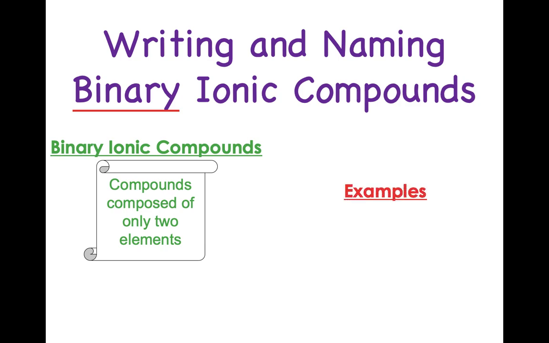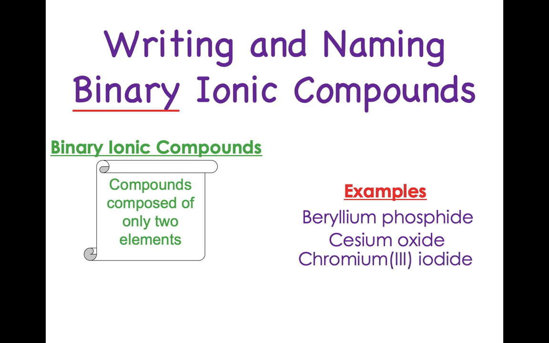Some examples of these might be beryllium phosphide. Could you write that formula? How about the formula for cesium oxide? How about the formula for chromium(III) iodide? How would you name Li2O? How would you name CaF2? By the end of this video, you should be able to write the formulas for any name that I give you for a binary ionic compound, or name from a formula.